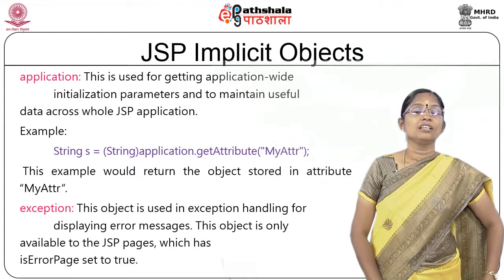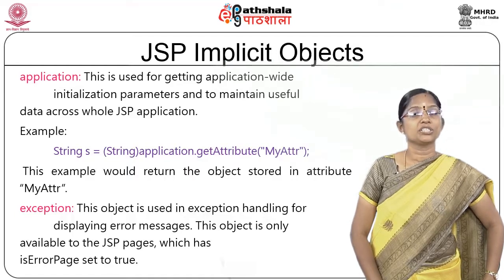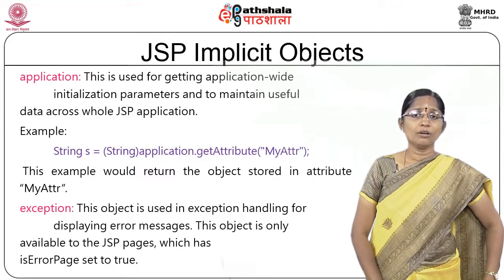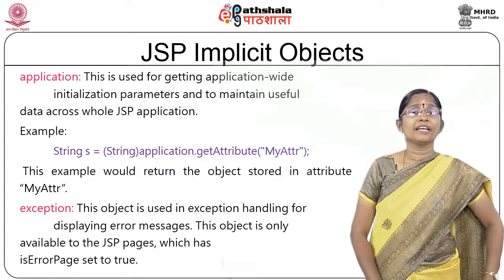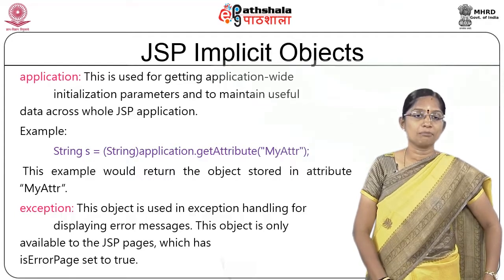The next object is called the application object. This is used for getting application-wide initialization parameters and to maintain useful data across the JSP application. Okay. So, this is used for getting initialized parameters throughout the application. The next object is called the exception object. This object is used for exception handling and for displaying error messages.